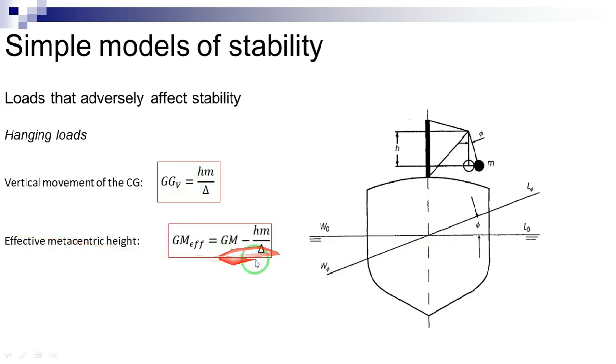The destabilizing effect appears immediately after raising the load sufficiently to let it move freely. Looking at this equation, we see that the metacentric height is reduced by the same amount that would result from raising the load by a distance h. In other words, we can consider that the mass acts at the hanging point.